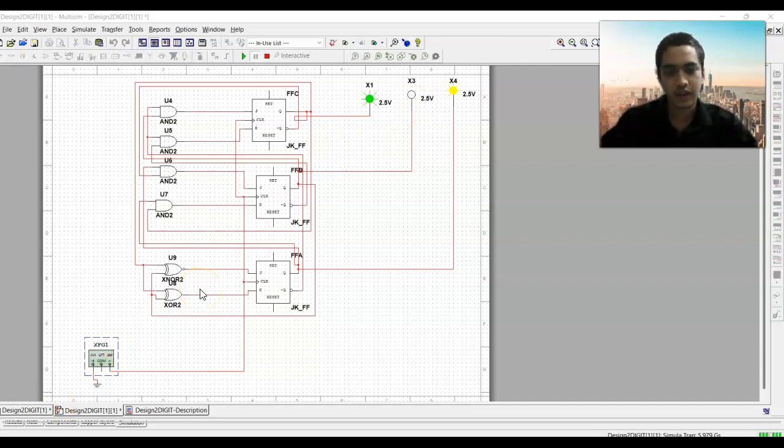For my group, the starting bit is 101. So according to the Gray code, we will start off at 101, next to 100, to 000, to 001, to 011, to 010, to 110, and lastly to 111, and then it goes back to 101. So when we run the circuit, it will go according to what I've talked about from the Gray code.